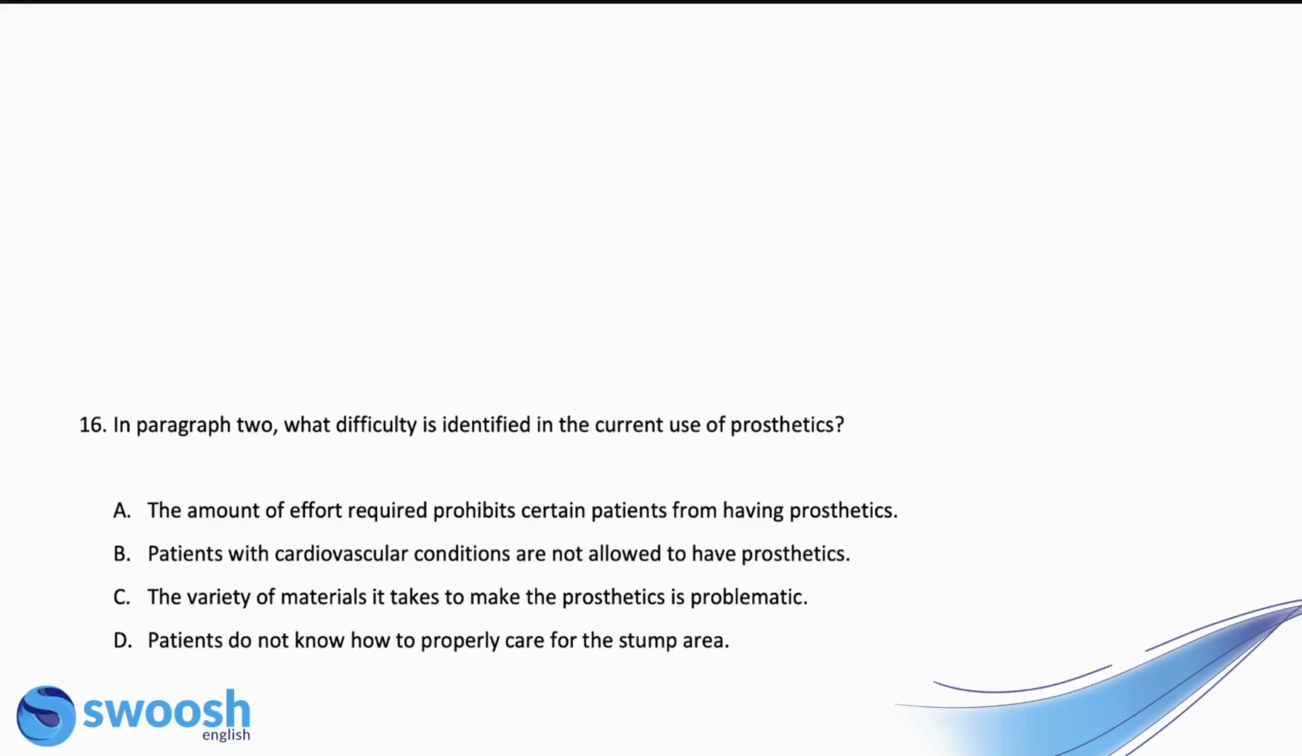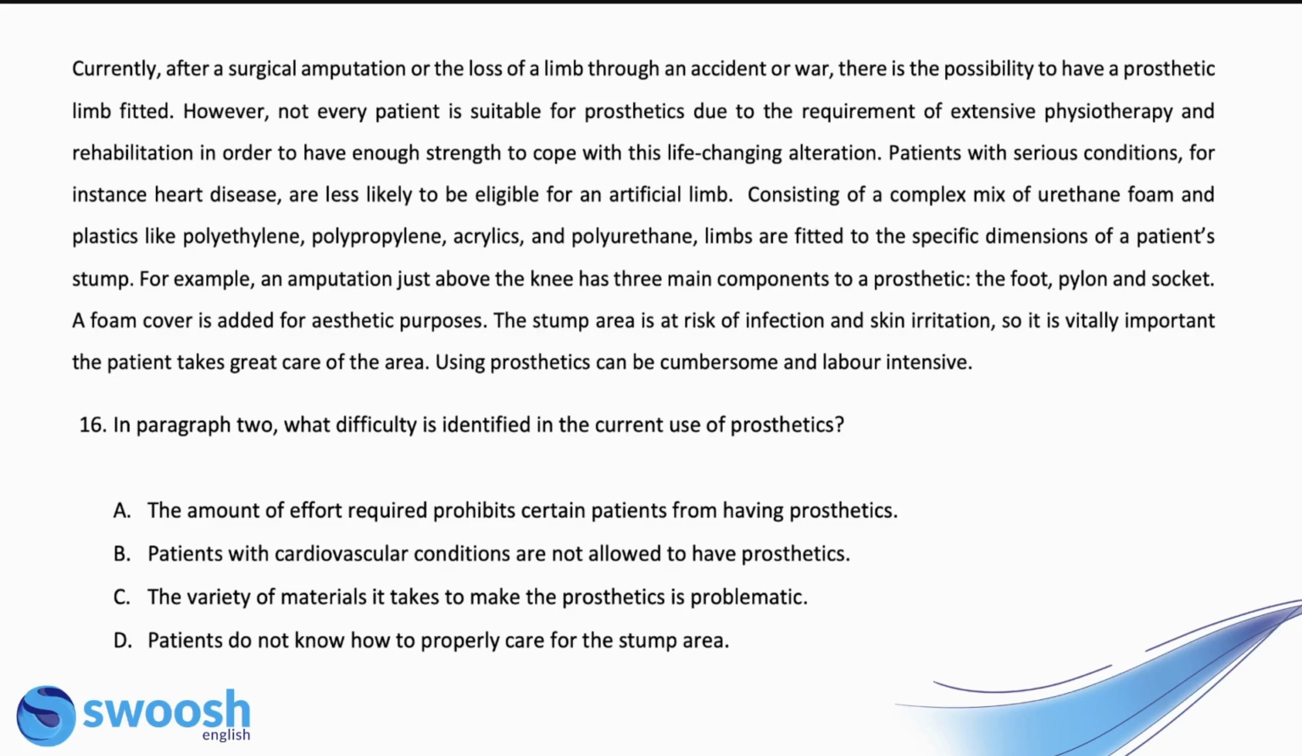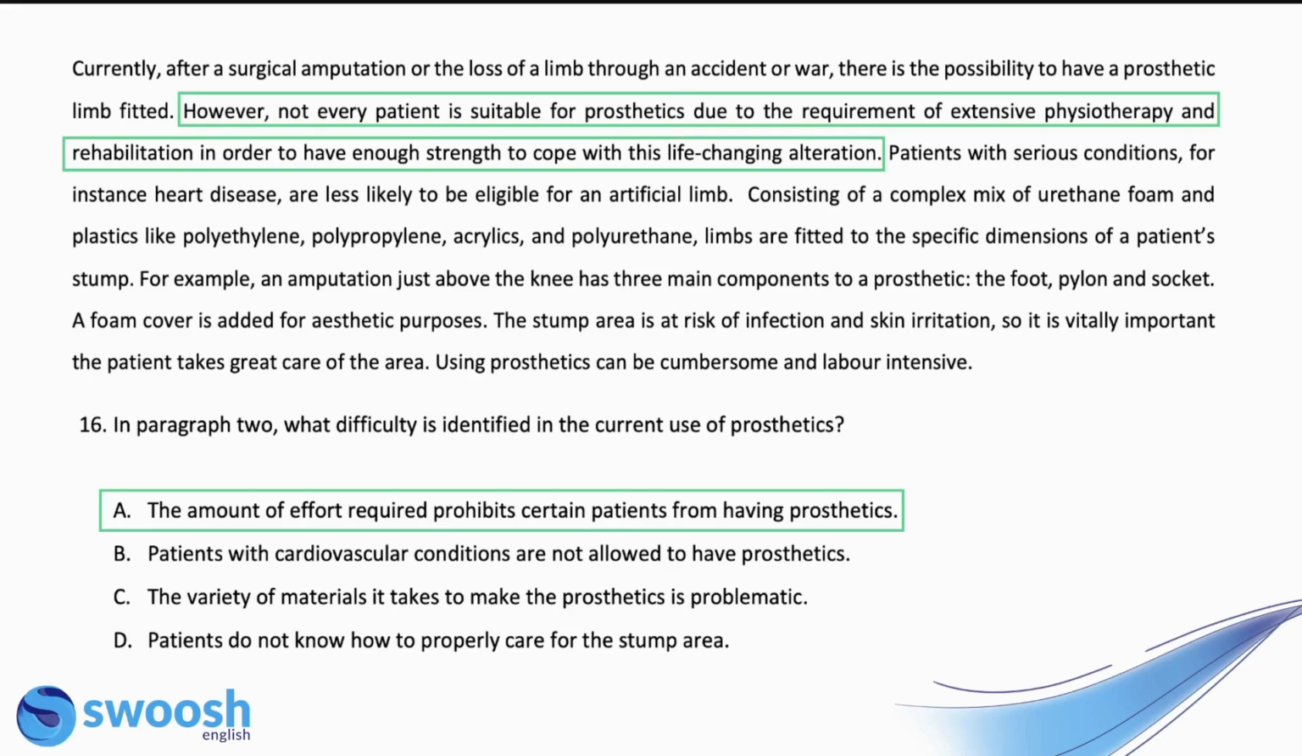So now we're going to look at some real OET reading questions and texts and have a look and find some distractors. Here's our first example question then. This has been taken from OET Reading Part C. The question asks, in paragraph 2, what difficulty is identified in the current use of prosthetics? Now let's just assume that we've read all of the answer options, we've identified our keywords, and now we go to the text. Now the correct answer to this question is option A. The amount of effort required prohibits certain patients from having prosthetics. And if we go to the text, we can see that the answer is stated in this sentence.